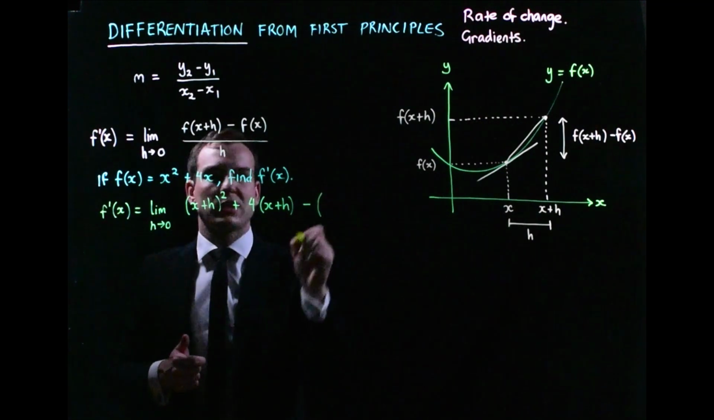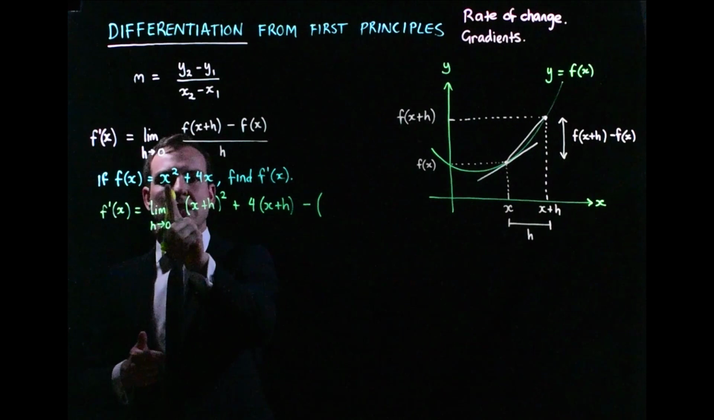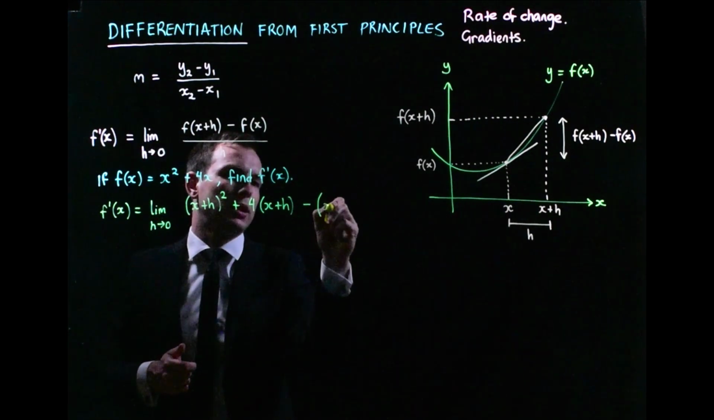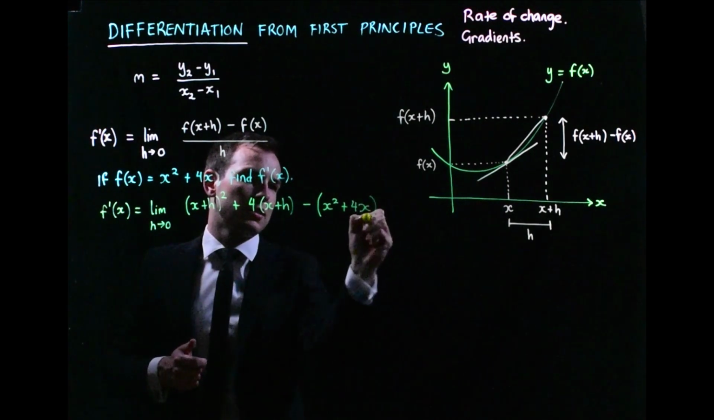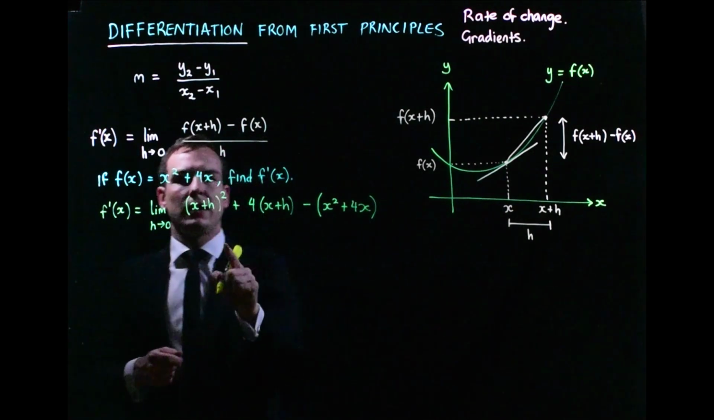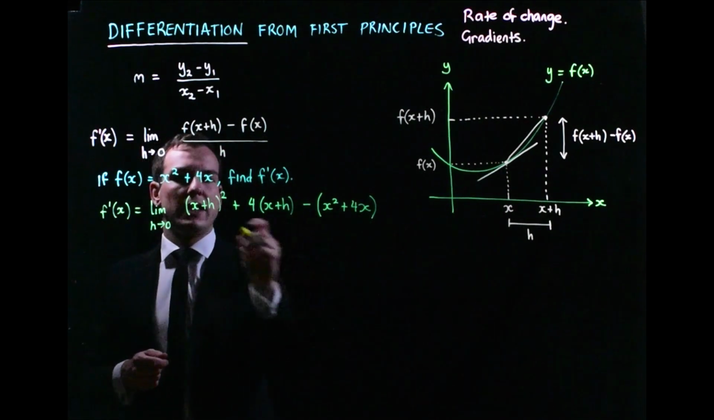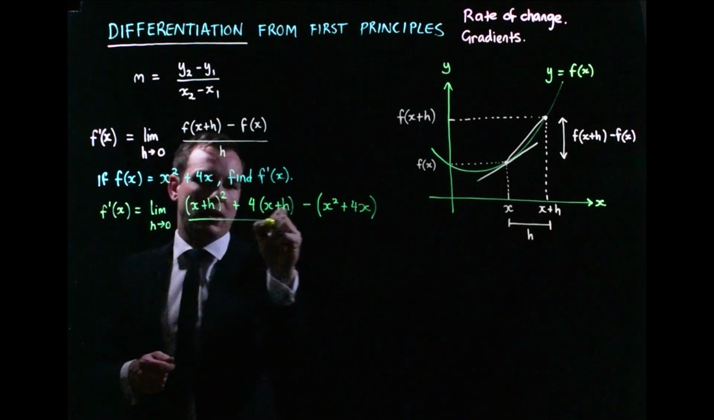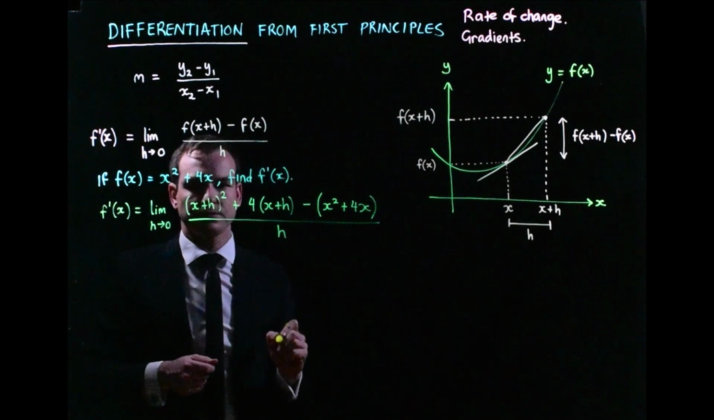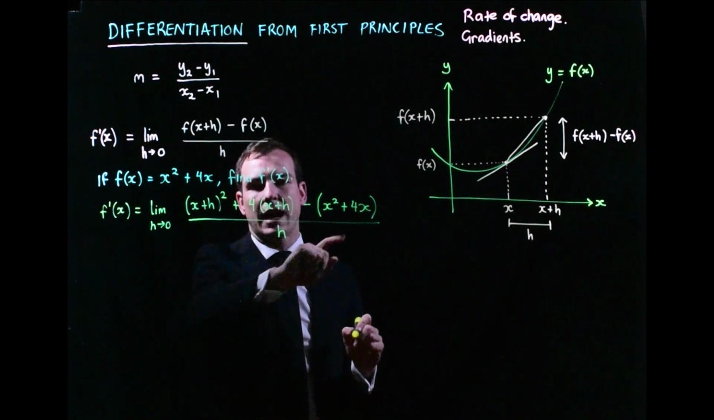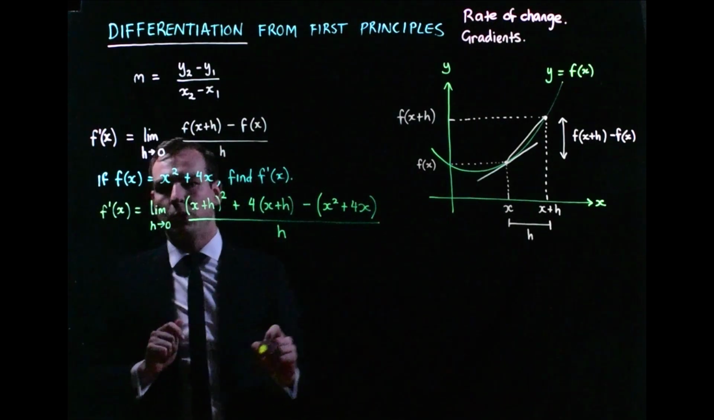And then we subtract away, and here it's really, really important to use a set of brackets, because we're subtracting away f of x, which has two terms in it. It's got x squared and plus 4x. So we're going to put here x squared plus 4x. And then the other part of the formula is, if that's the rise, then we have to divide by the run, which is h.